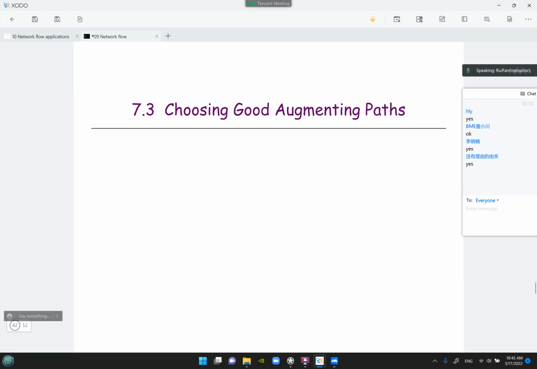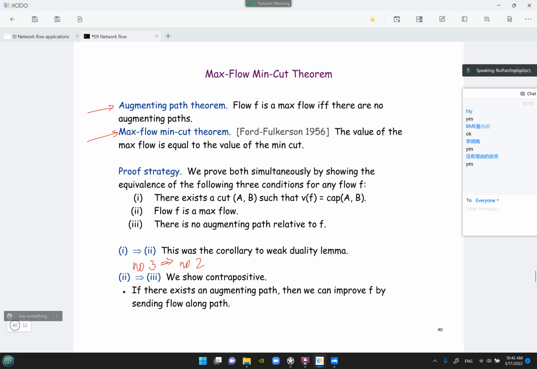Because whatever algorithm you use, we know that this theorem, even though it was proved by Ford-Fulkerson, holds for any algorithm: if you don't have any augmenting paths, then you have a max flow. So basically, any kind of max flow algorithm, you can design it just to find augmenting paths. And eventually, once the algorithm cannot find augmenting paths anymore, then you know you have a max flow.